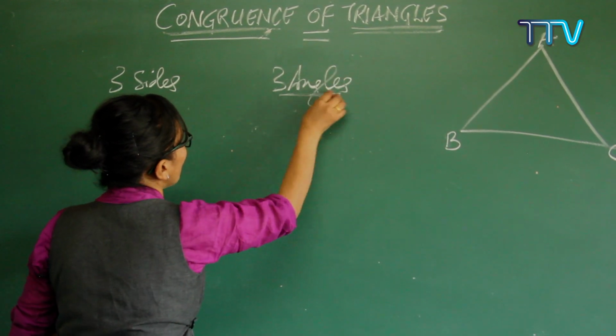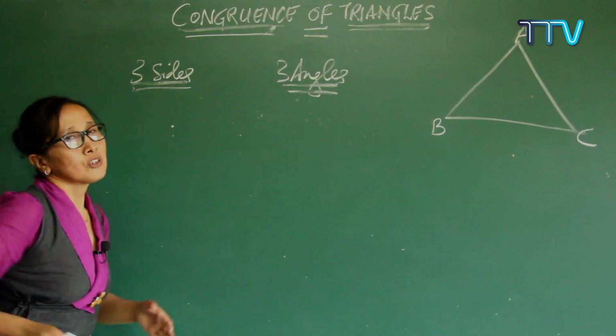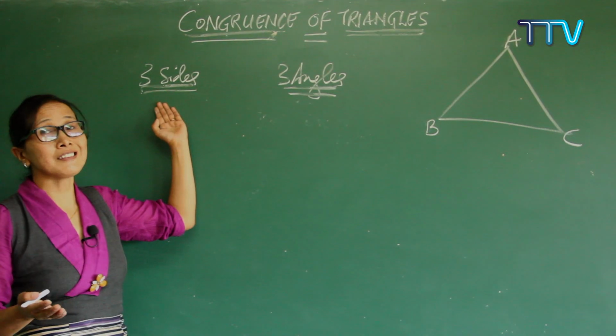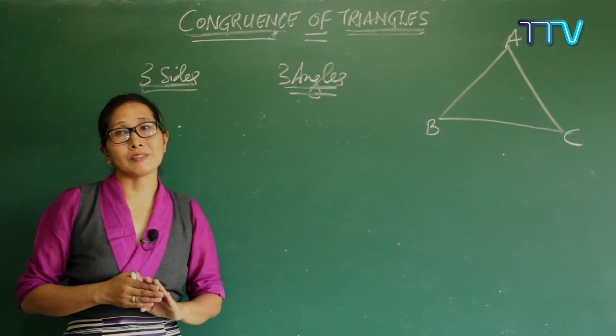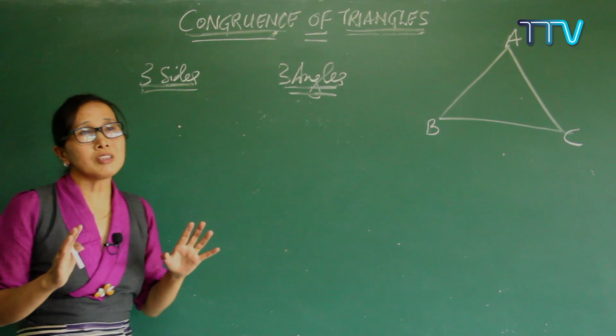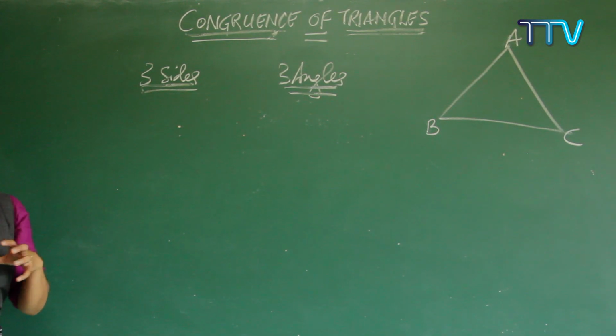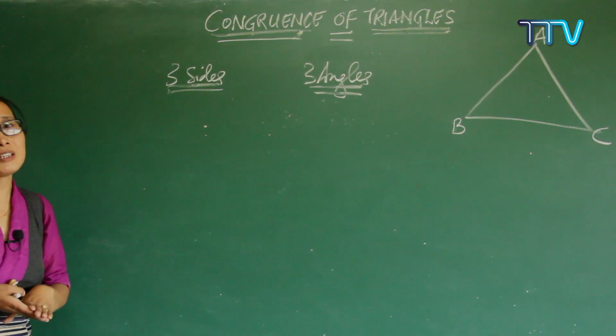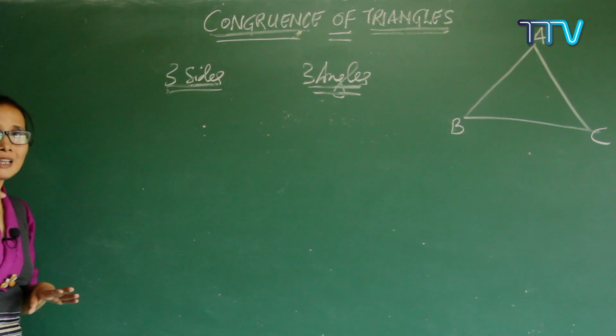You can also classify triangles on the basis of three sides and on the basis of three angles. Let me do one by one. When you classify the types of triangles on the basis of three sides, what are they? You might have already got it. Let me write it fast.